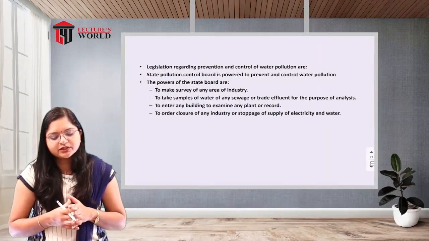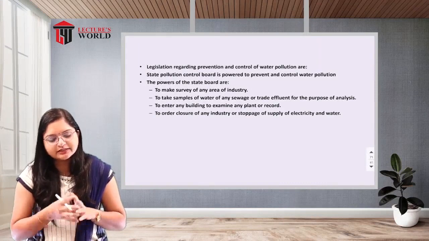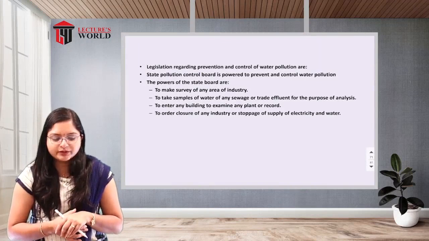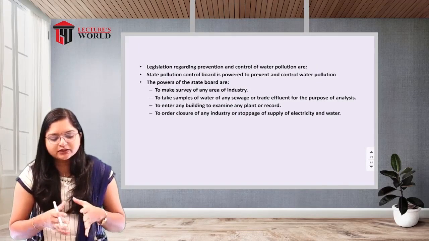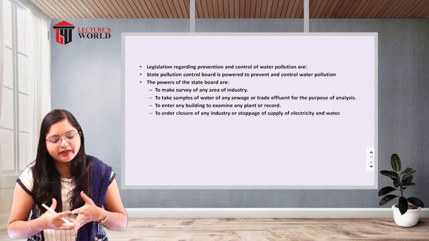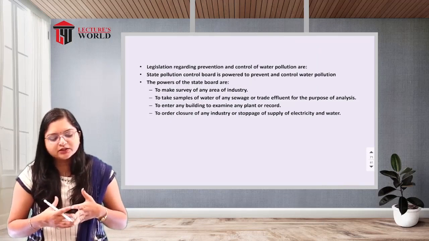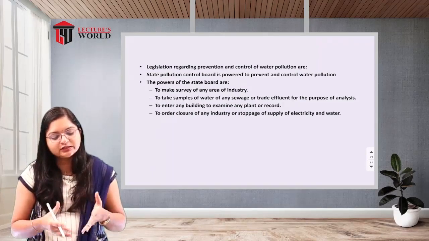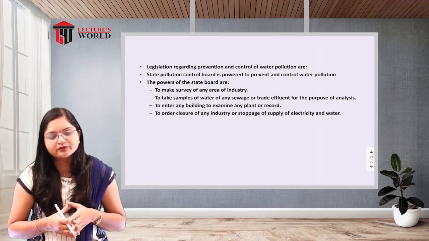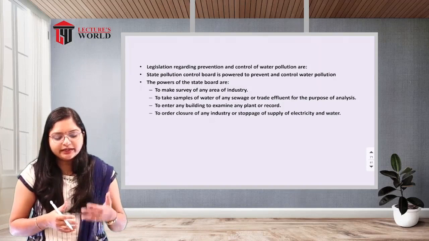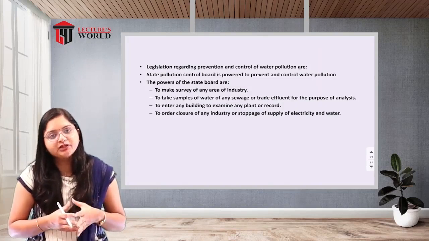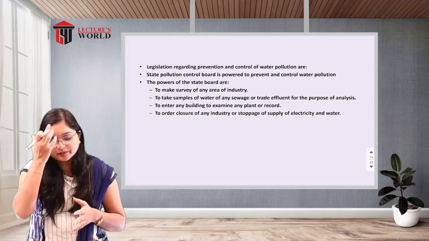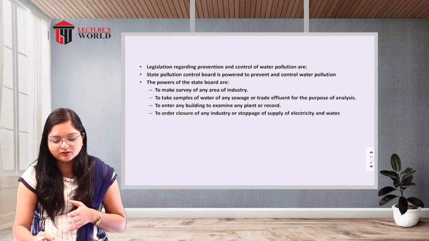Legislations regarding prevention and control of water pollution: the State Pollution Control Board has the power to prevent and control water pollution. The powers of the state board are: they can make a survey of any area of the industry. They can take samples of water, of any sewage or trade effluent, for the purpose of analysis, enter any building, examine any plant or record, and order closure of any industry or stoppage of supply of electricity and water.